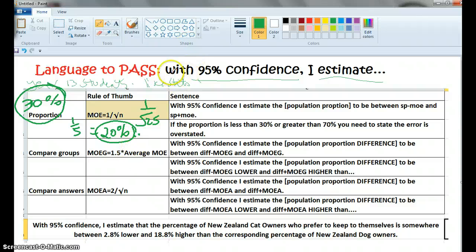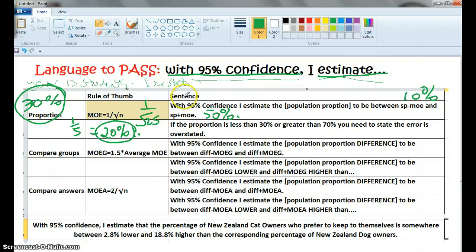All right? With 95% confidence, I estimate the proportion of New Zealand statistics level 3 students who like statistics is between, can you do it? 30 minus 20. So between 10%, so that would be 10%, and 50%. Do you write this where you talk about the confidence interval?